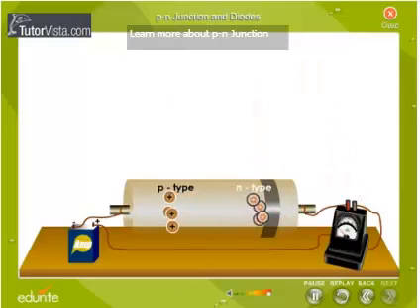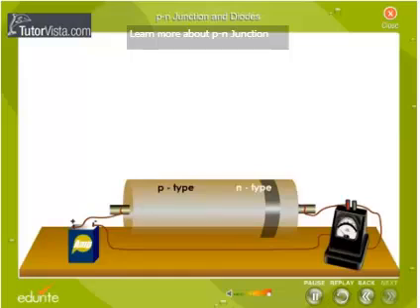This is because the negative electrons in the N-type region get attracted to the positive terminal of the battery, and the positive holes in the P-type silicon get attracted to the negative terminal of the battery. That is, the reverse bias removes the majority carriers, thus increasing the potential barrier.